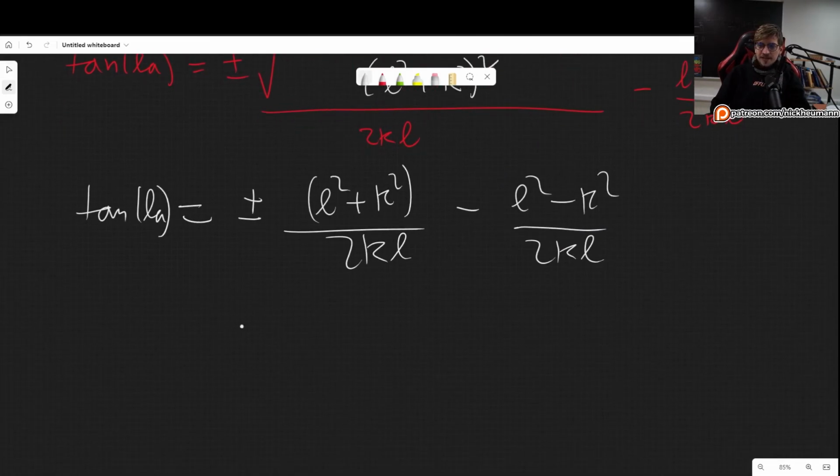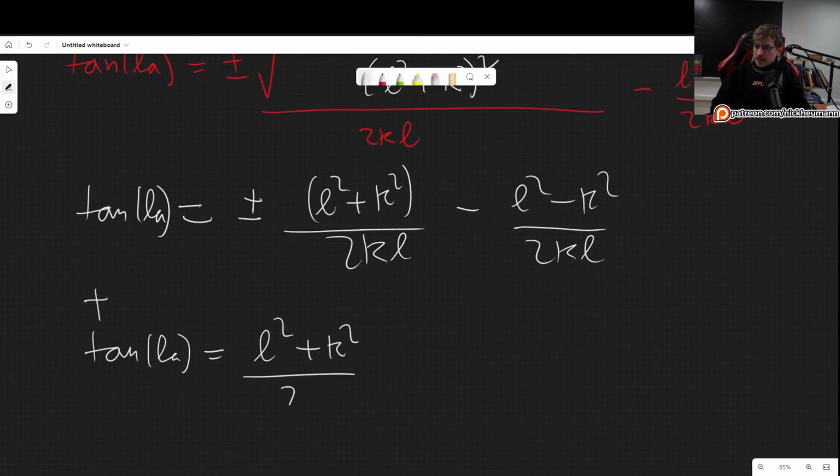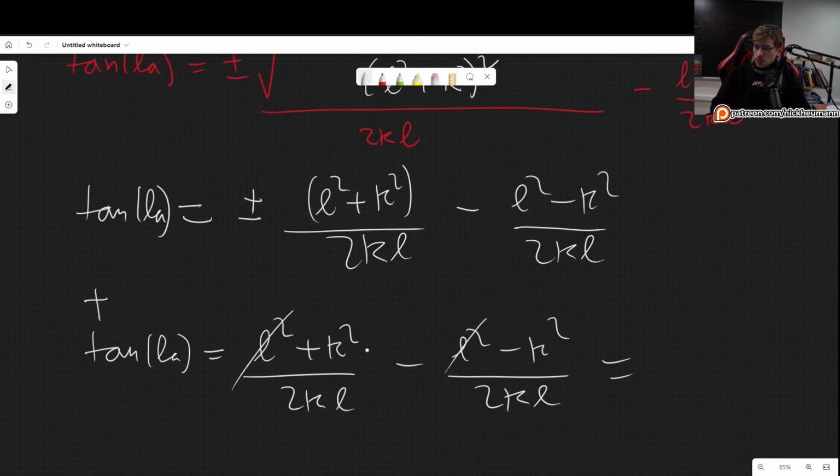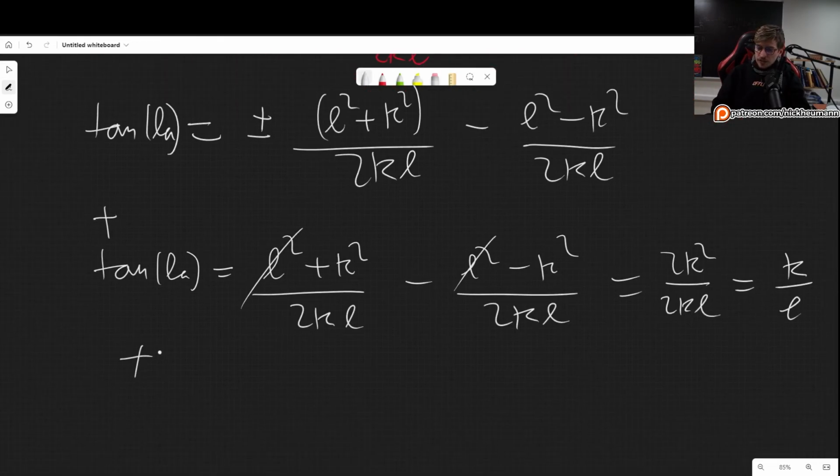So now we have two cases. So let's go for the positive. In that case, we get tangent of LA, and this is L squared plus K squared divided by 2KL minus L squared minus K squared divided by 2KL. And here we see that the L's cancel out. We get 2 times K squared, so 2K squared over 2KL, which is simply K over L. Thus, we got the condition that tangent of LA is the same as K over L.